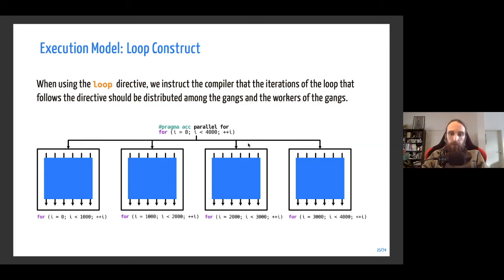This loop directive instructs the compiler that the iterations of the loop that follows the directive should be distributed amongst the gangs and the workers of the gangs, okay? So this is equivalent to your teams distribute parallel for.